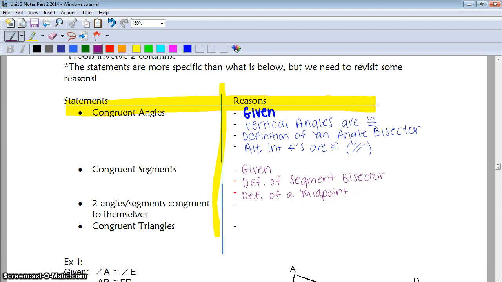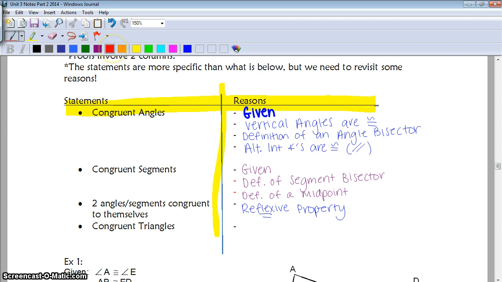All right, everyone should know this one. Why are two angles congruent to themselves? Or why are two segments congruent to themselves? That is the reflexive property. We will use that one a lot. Notice how it's spelled, flex, like you flex your muscles, not your reflection like in the mirror.